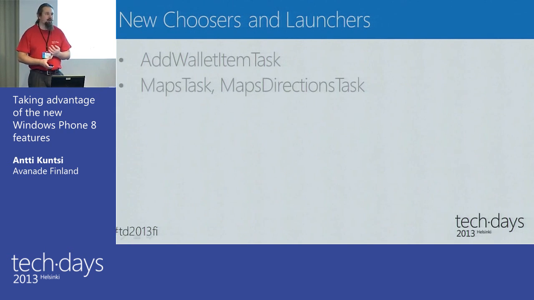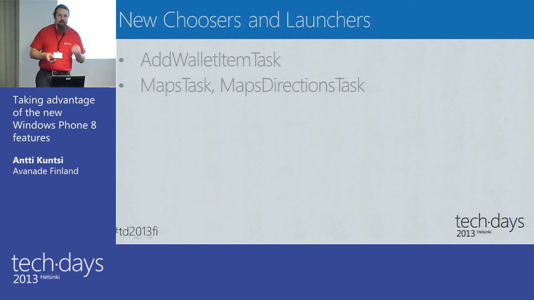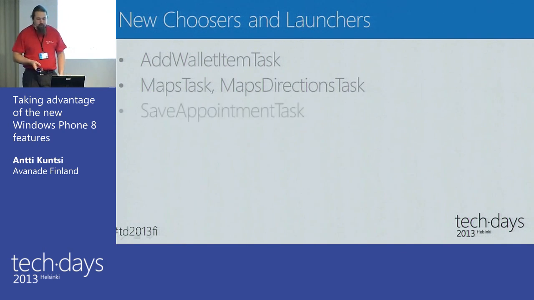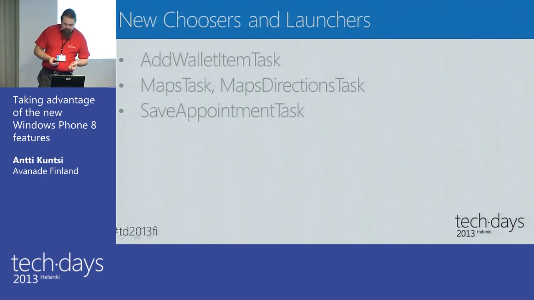You have the new maps on Windows Phone 8, so you can have the map itself as a task. You can also have directions, so you can say a map direction task with a target, and it doesn't have to be an address. It can also be a landmark, and it will navigate from wherever you are now to the destination, or you can set both destination and source addresses. You have a save appointment task, which is a launcher, interestingly.